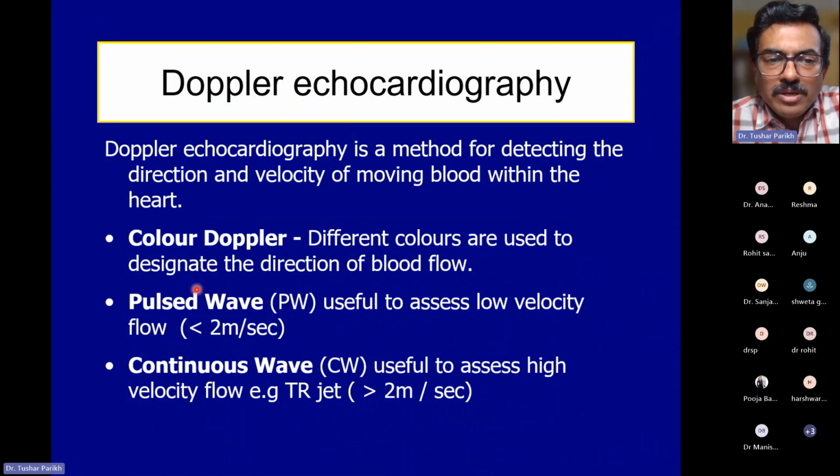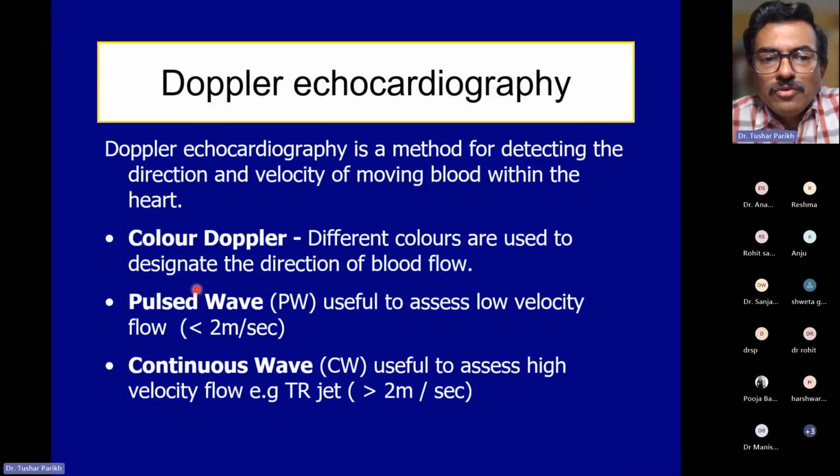Now there are three types: color Doppler, pulse wave, and continuous. The basic important thing one has to remember is that Doppler is basically used to detect the direction and velocity of the blood within the heart. Now what about color Doppler? It just indicates the direction of the blood flow.